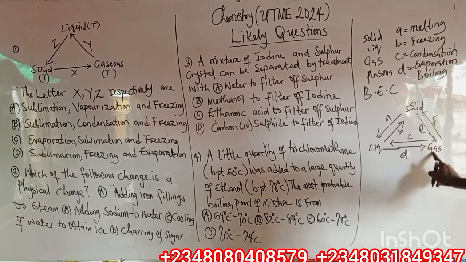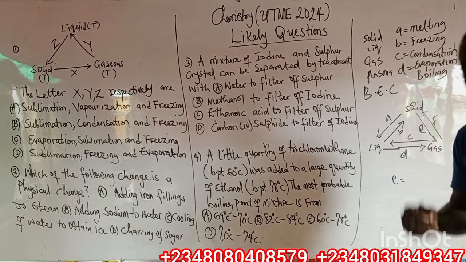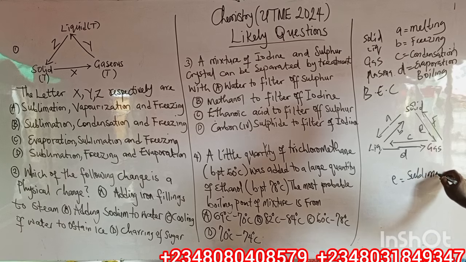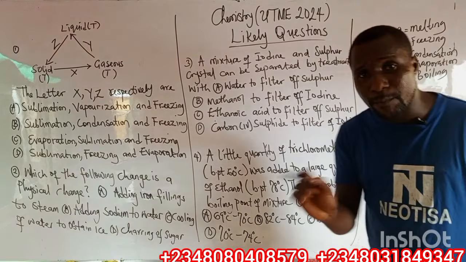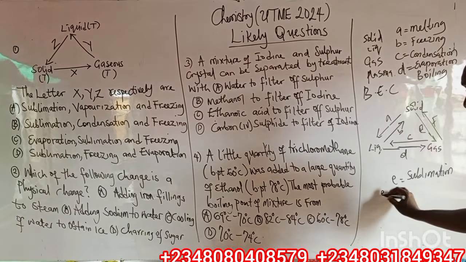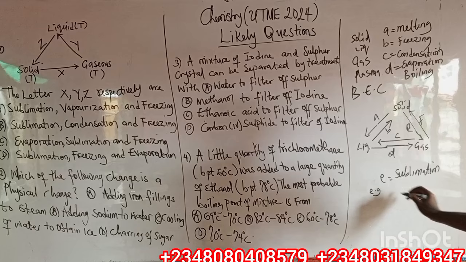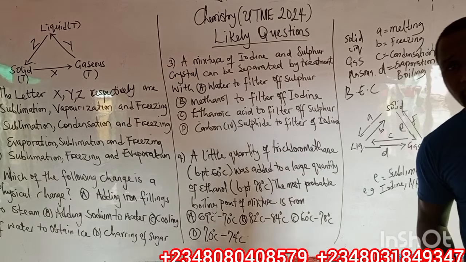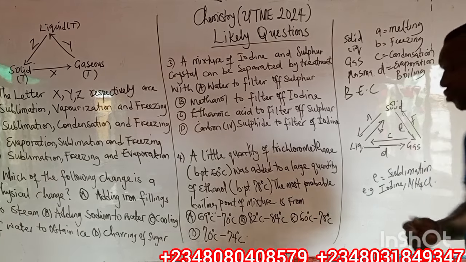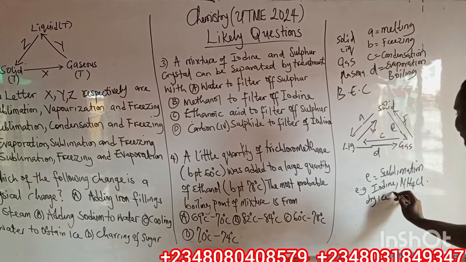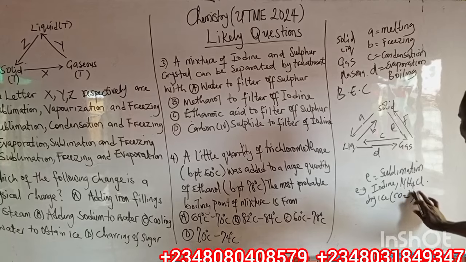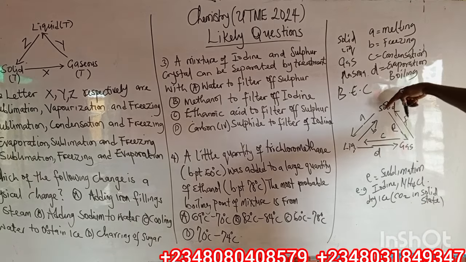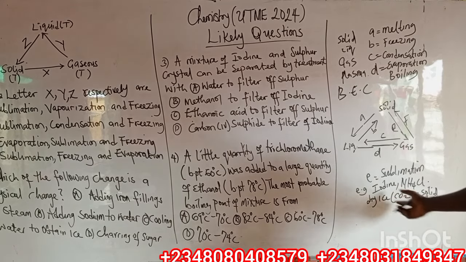Then when you have solid to gas, E. When solid changes directly to gas without passing through the liquid state, that is known as sublimation. What are the substances that can sublime? Iodine crystal can sublime. Ammonium chloride crystal can sublime. Naphthalene can sublime. Dry ice can sublime, that means CO2 in solid state. These are examples of substances that can sublime.